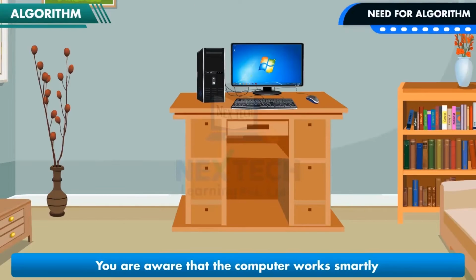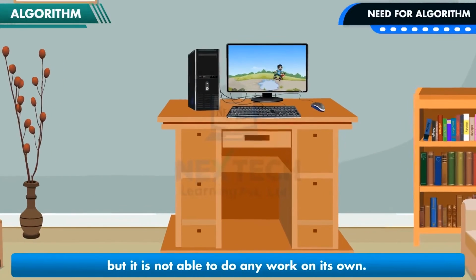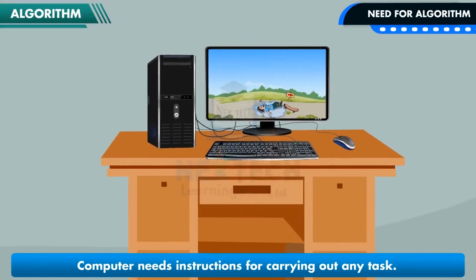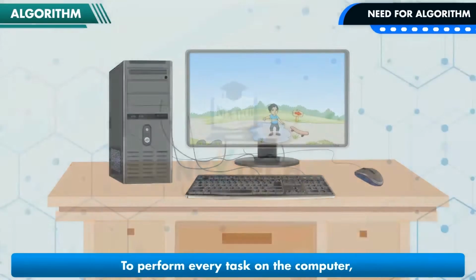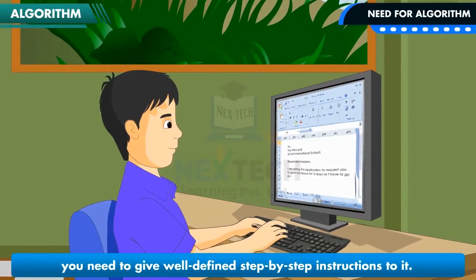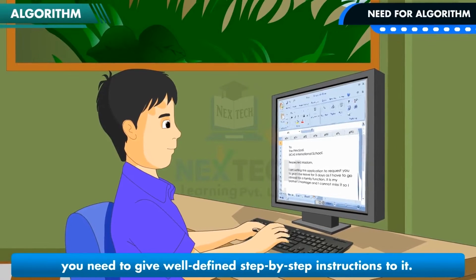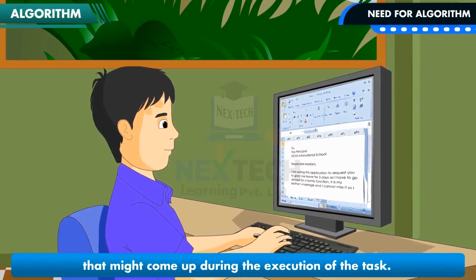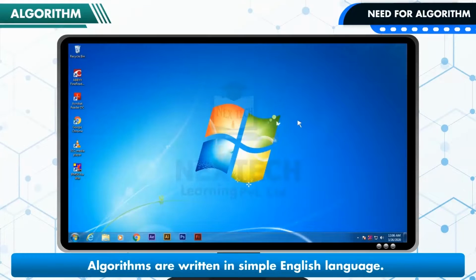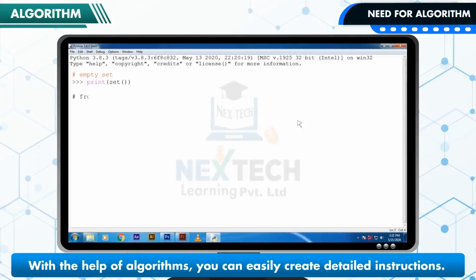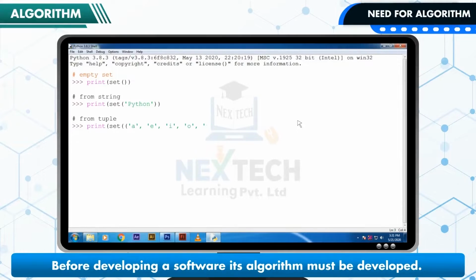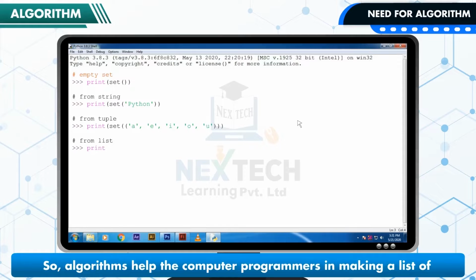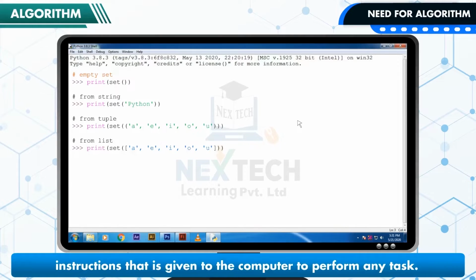Need for algorithm. You are aware that the computer works smartly, but it is not able to do any work on its own. Computer needs instructions for carrying out any task. To perform every task on the computer, you need to give well-defined step-by-step instructions to it. You must also consider all the possible situations or problems that might come up during the execution of the task. Algorithms are written in simple English language. With the help of algorithms, you can easily create detailed instructions. Before developing a software, its algorithm must be developed. So, algorithms help the computer programmers in making a list of instructions that is given to the computer to perform any task.